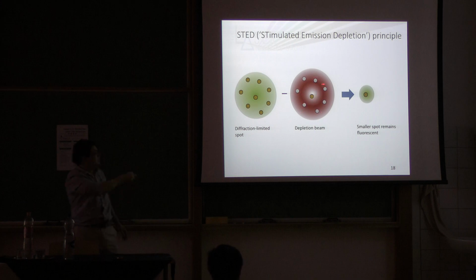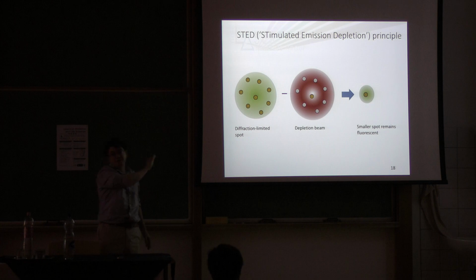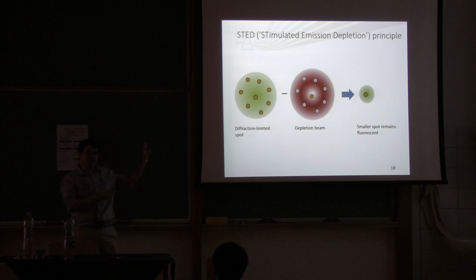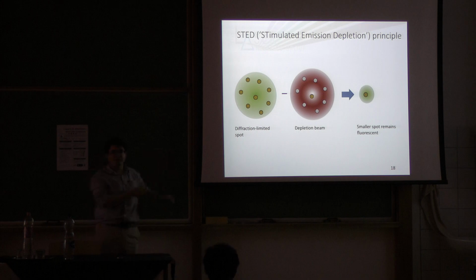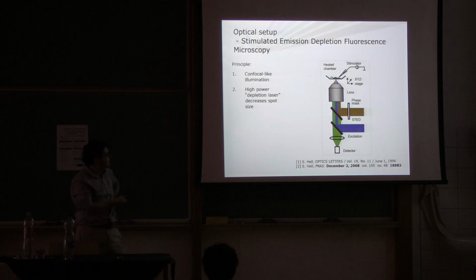If you use this depletion beam to take away most of it, and this is not prevented by diffraction limitation, then what you're left with is effectively a much smaller spot of laser light, and then you collect the image data from that spot. This gives you basically a confocal microscope with a much smaller pixel size, and that's very useful.